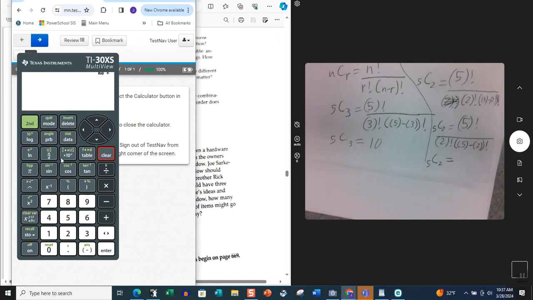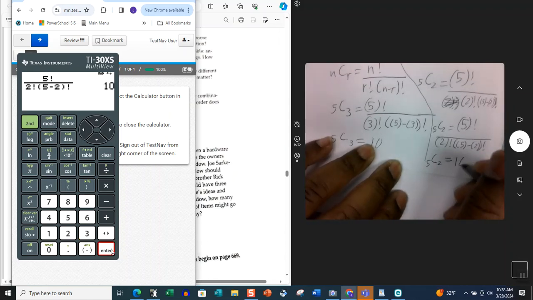All right, clear. We're supposed to do n over d, 5, PRB, the number 3, down arrow, 2, PRB, the number 3, open parenthesis, then 5 minus 2, close the parenthesis, press PRB, the number 3, press enter. So your answer here should be 10.